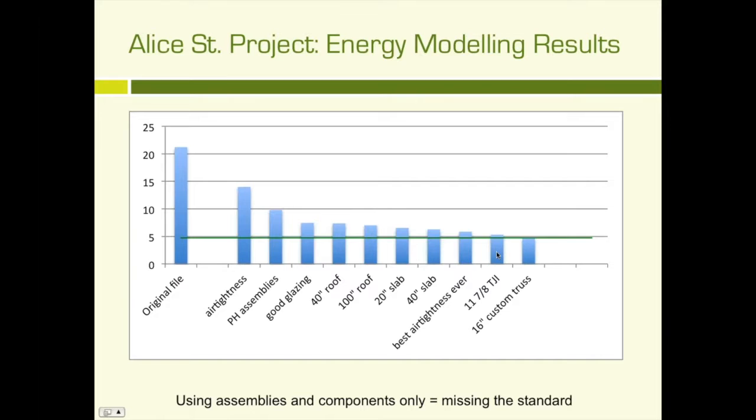And then thickening the walls, having about an 18-inch thick wall, and then going up to a 23-inch wall. Basically, to get to that 4.75, we had to do all of those things to make the standard. So we couldn't do this without passive solar.